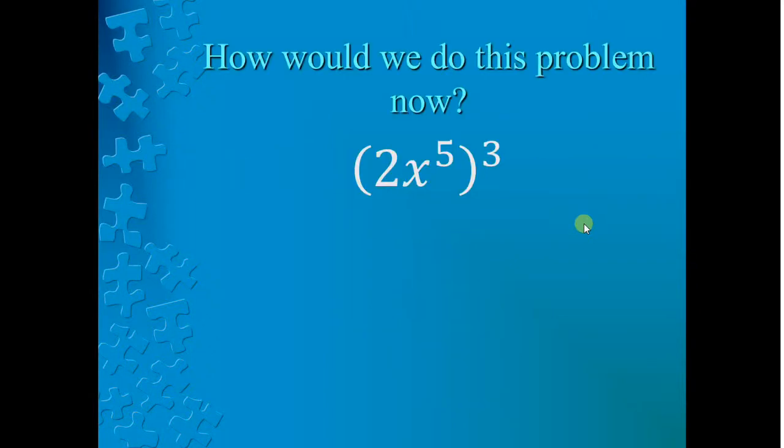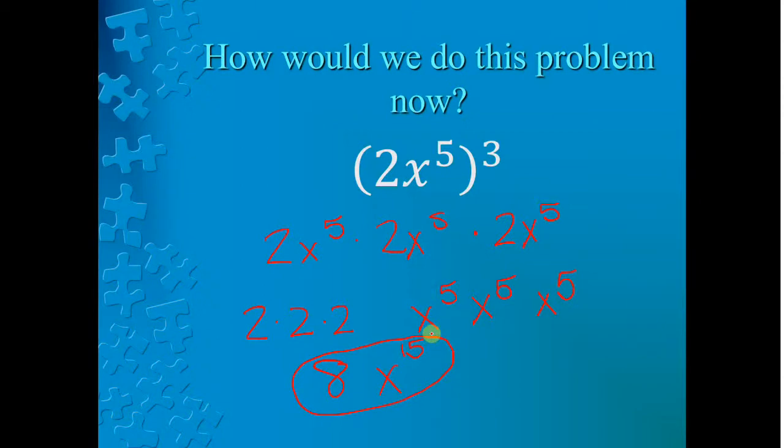So how would you have done this problem now? This is the question you're going to ask yourself. Normally we would have written this 2x to the 5th times 2x to the 5th times 2x to the 5th, right? And then we would have multiplied these, so 2 times 2 times 2, and written x to the 5th 3 times. So 2 times 2 times 2 is 8. And then x to the 5th, if we use our property of exponents, we're going to add these. So 5 plus 5 plus 5, that's 15. So x to the 15th.